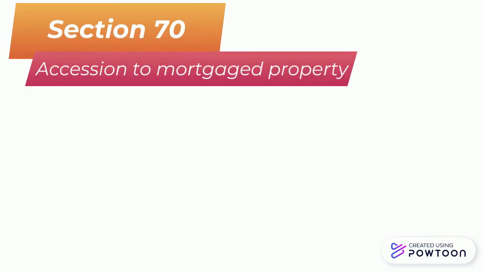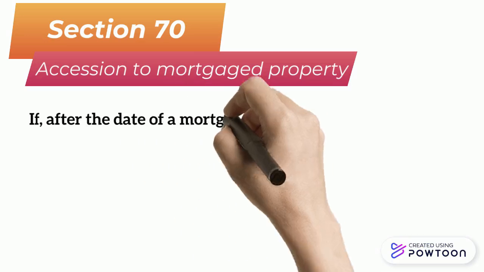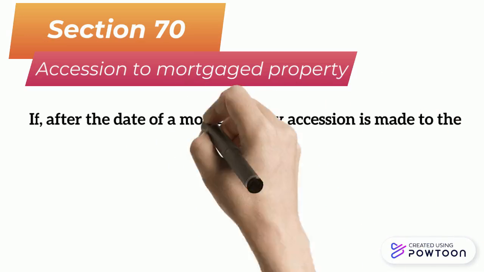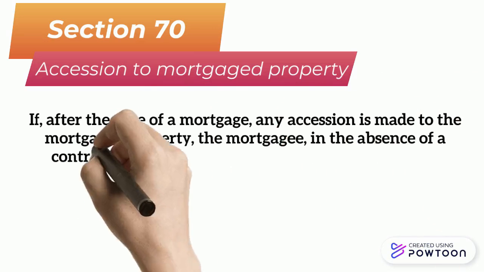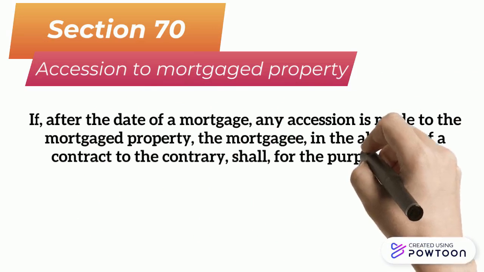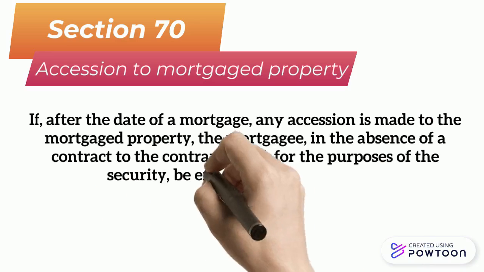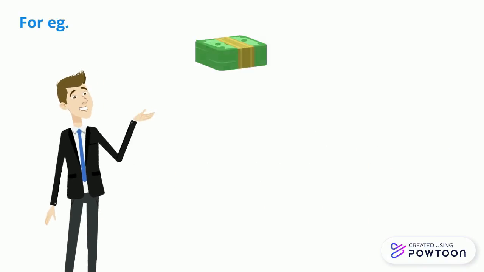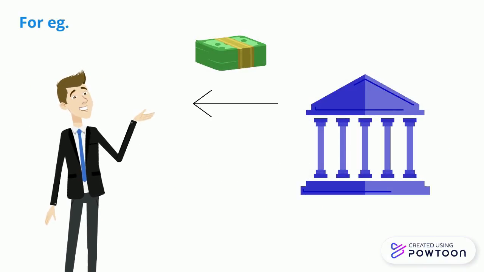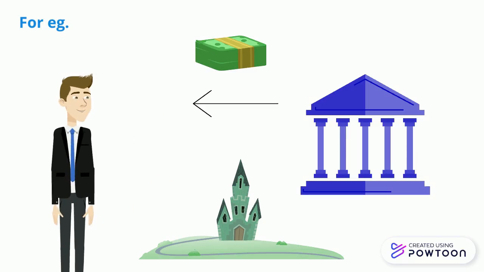According to Section 70, if after the date of the mortgage any accession is made to the mortgaged property, the mortgagee, in the absence of a contract to the contrary, shall, for the purpose of the security, be entitled to such accession. If the owner has borrowed money from the bank to buy a land and later decides to build a house on that land, then the bank will have all the rights to sell his land as well as the house if he fails to pay the mortgage money.